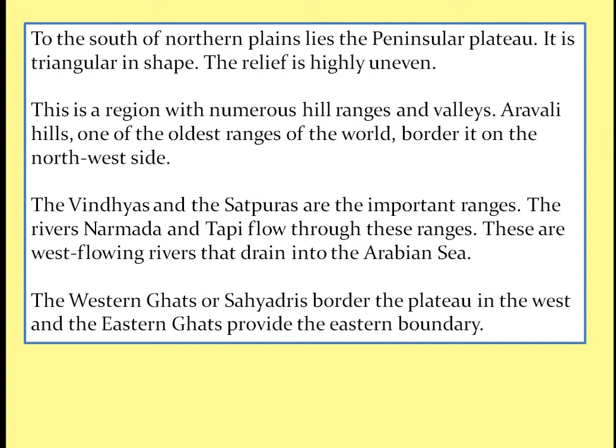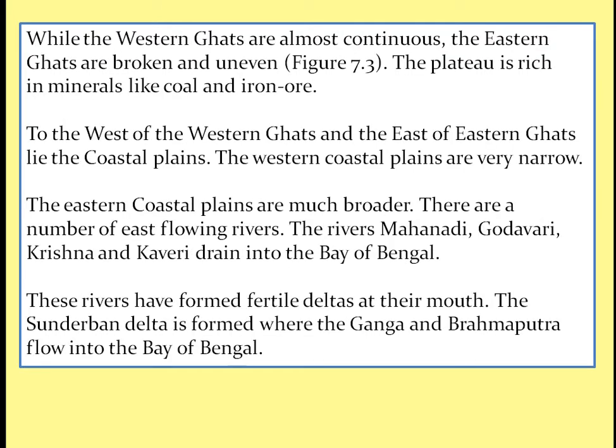When we see the physical map of India on page number 50, you can clearly understand about the mountain, plain, plateau, desert, then Western Ghat, Eastern Ghat, islands, and so on. Next, moving further, the Western Ghats are most continuous, and why? Because no rivers are cutting them, but the Eastern Ghats are broken, because the rivers are cutting them and pouring their water into the Bay of Bengal. To have a clearer view, go to figure number 7.3. The plateau is rich in minerals like coal and iron ore.